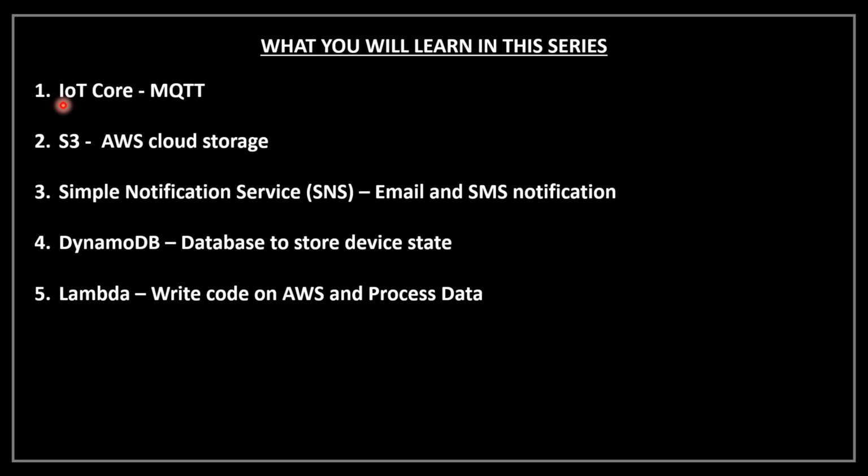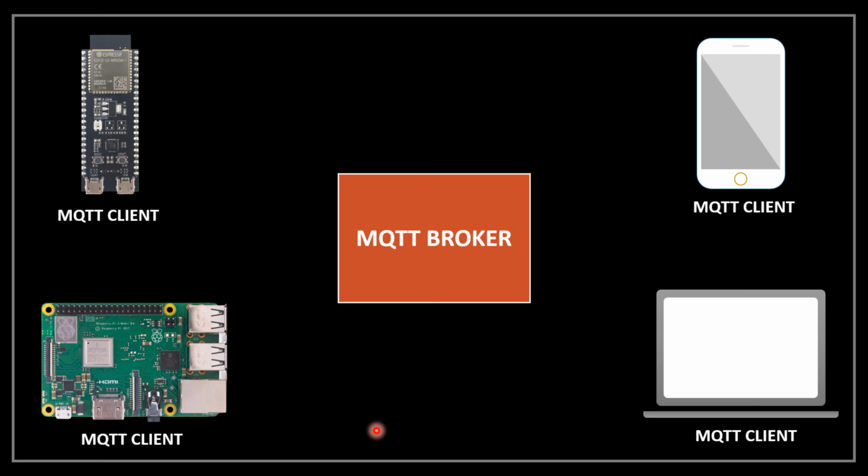In this series, we will see how to efficiently use different AWS services like IoT Core, S3, SNS (Simple Notification Service), DynamoDB, Lambda. But in this video, we will start with configuring MQTT for AWS using IoT Core. So I will just brush up on what MQTT is, and what are a few terms you should be familiar with.